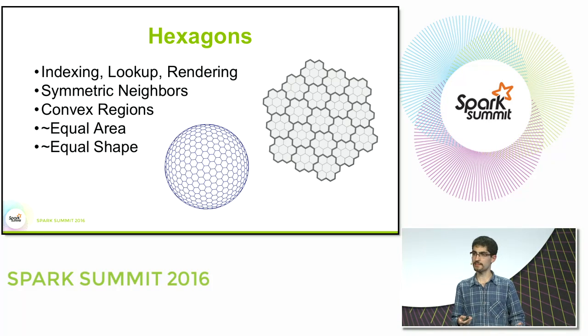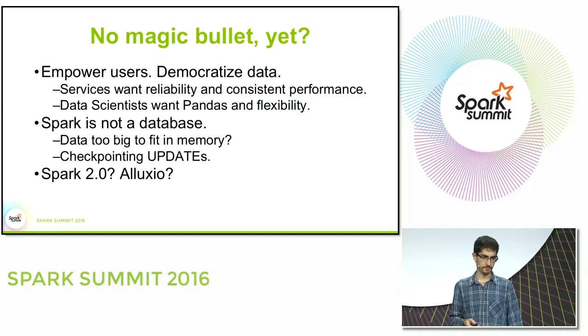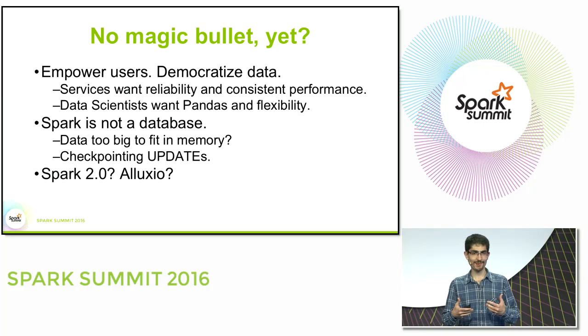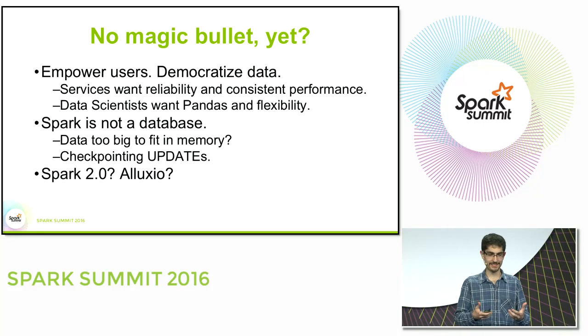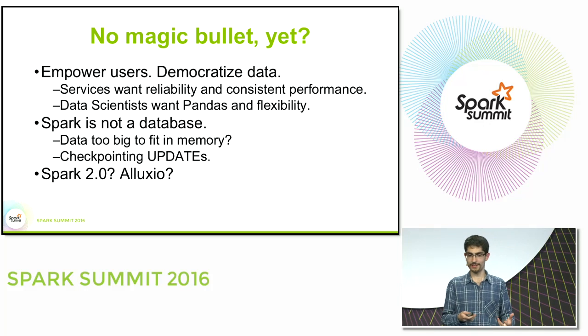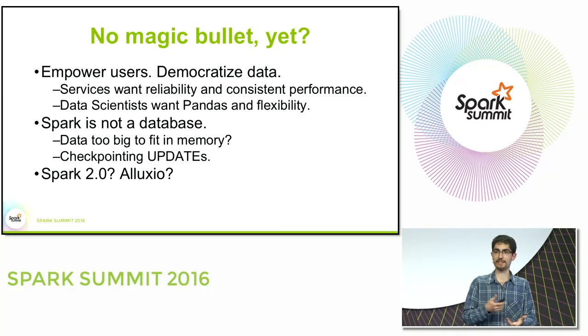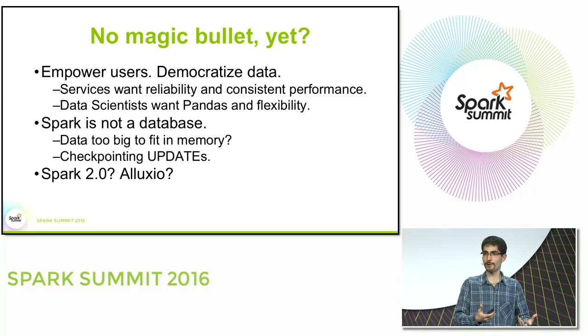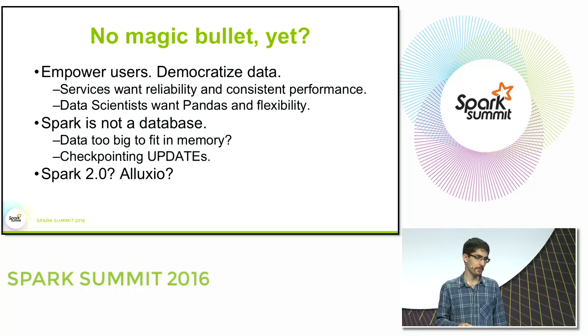With hexagons, we have the same advantages of geohashes, and we can use them for density calculations. So then that brings us to where does Spark fit in? In an ideal world, Spark's mission might be to democratize data, and we want to do that too. We want to enable both our internal services and our data scientists to use the same service and to empower them as much as possible to use Spark for that.